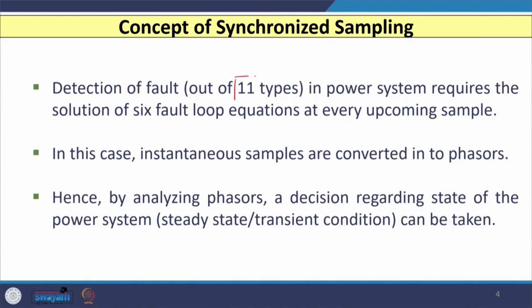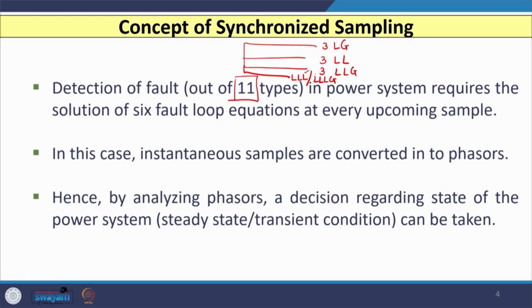Let us see the meaning of synchronized sampling. If we wish to detect all types of faults in a power system network, we know that a total of 11 types of faults are possible, covering 3 single line to ground faults, 3 line to line faults, 3 double line to ground faults, and 1 triple L or triple LG fault. If we wish to detect all these faults, then we have to write 6 loop equations at every sample we acquire.